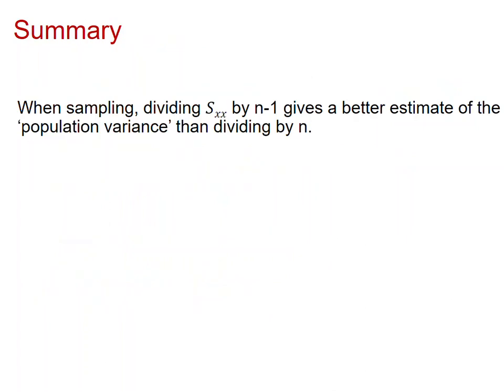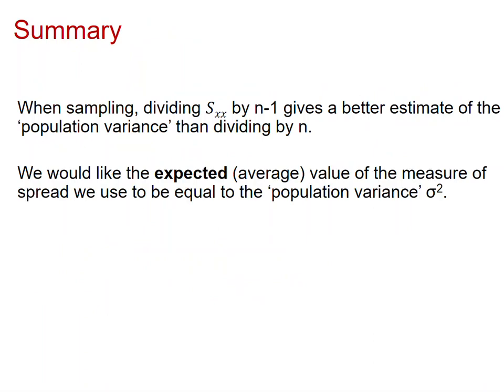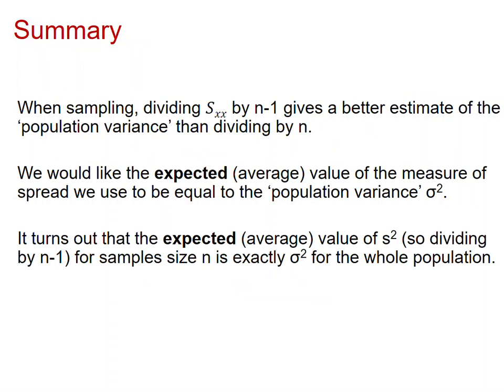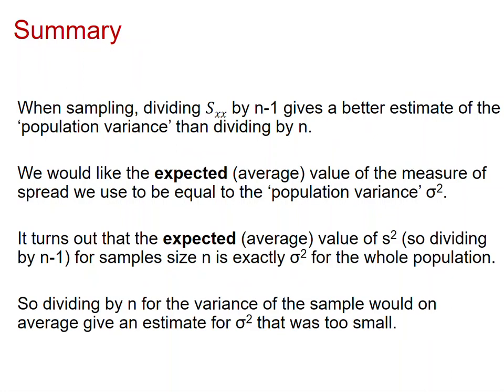So in summary, when sampling, dividing SXX by n minus 1 gives a better estimate of population variance than dividing by n. We want the expected value, in other words, if we did this a lot, the average value of the measure of spread to be equal to the population variance sigma squared. And it turns out that the value of s squared for a sample size of n is exactly sigma squared for the whole population. So dividing by n for the variance of the sample would on average give an estimate of sigma squared that was too small.